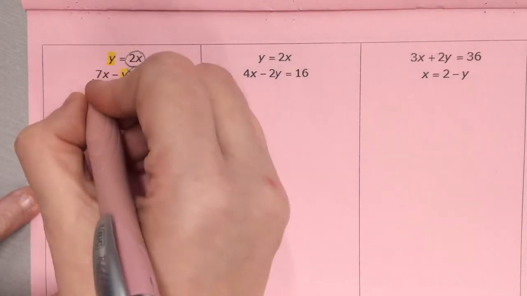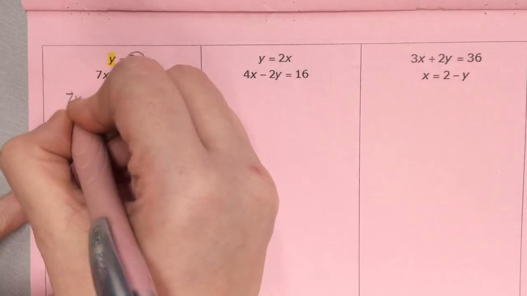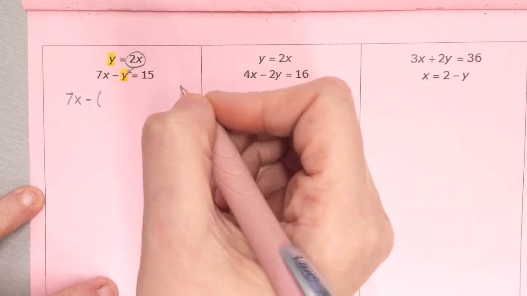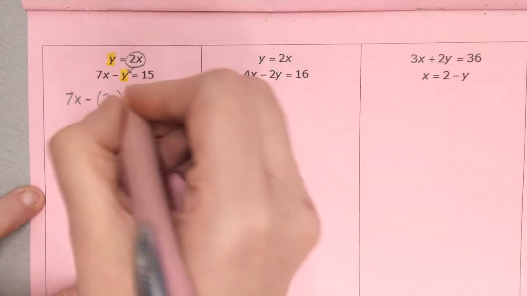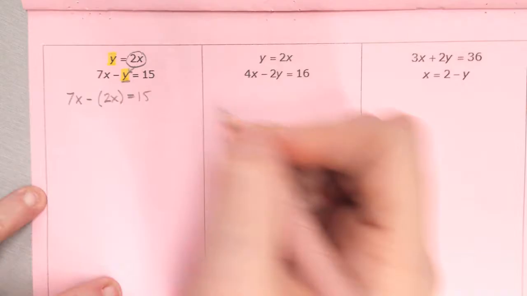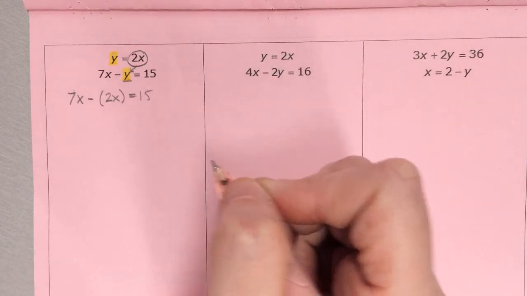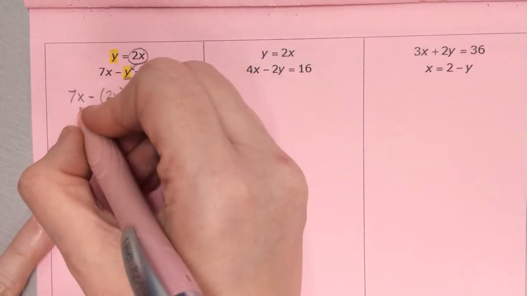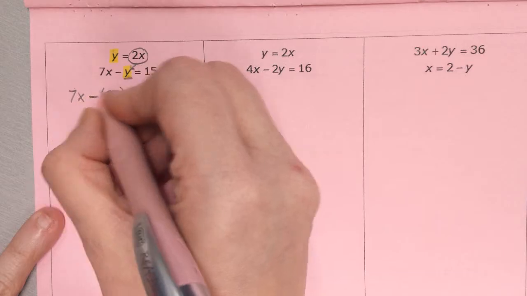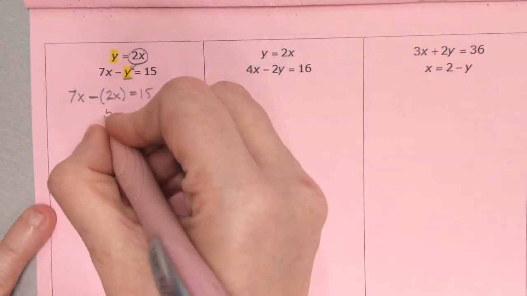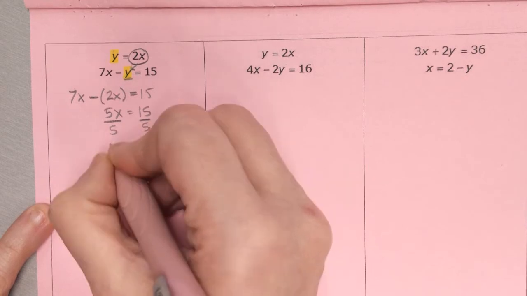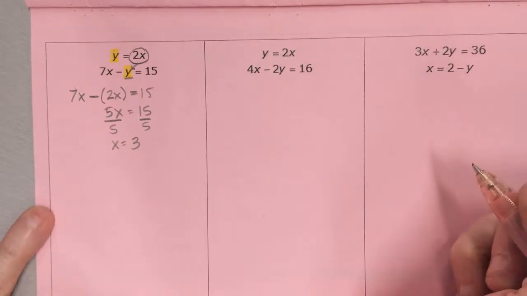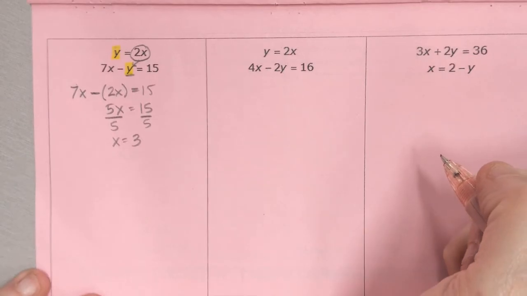So I start, in this equation here, I start 7x minus, and then I'm going to make parentheses, 2x equals 15. So again, all I did was substitute in there. Nothing else. Okay? Well, 7x minus 2x is what? It's 5x. I divide both sides by 5, and I get x equals 3. So I think that x is 3.